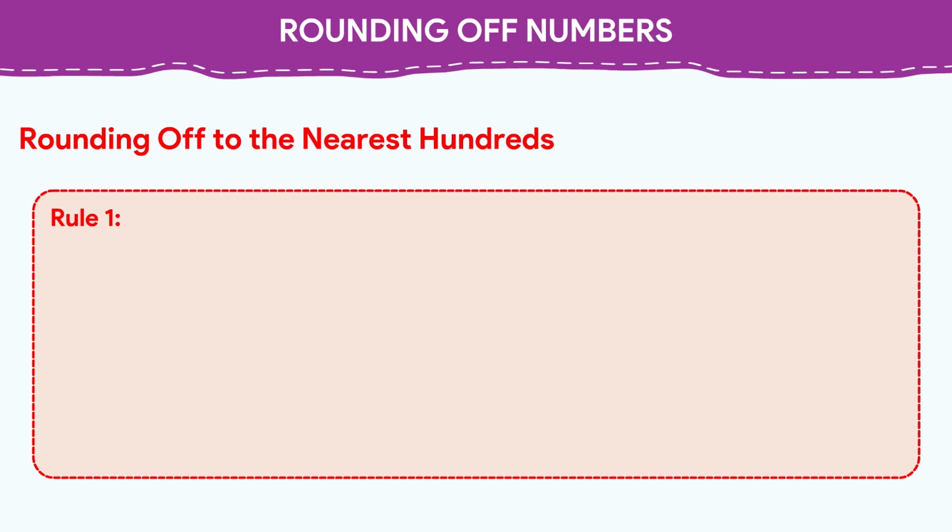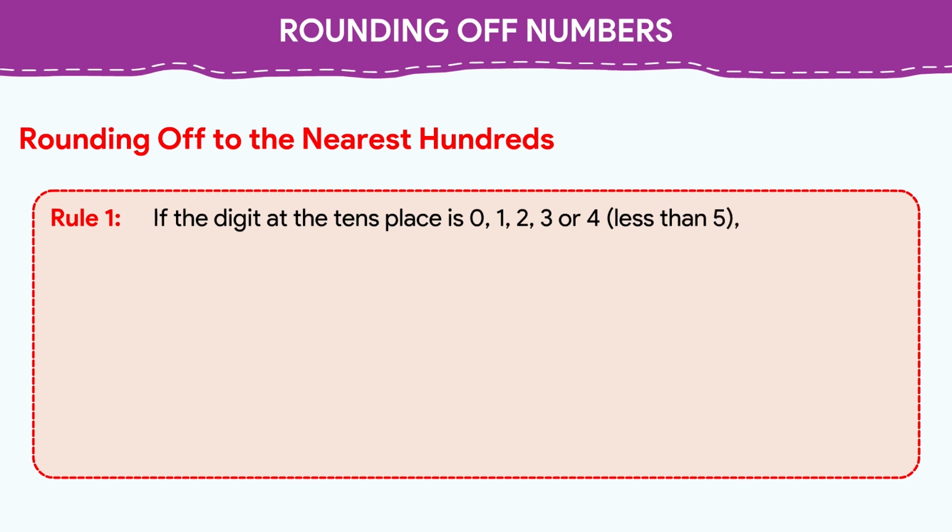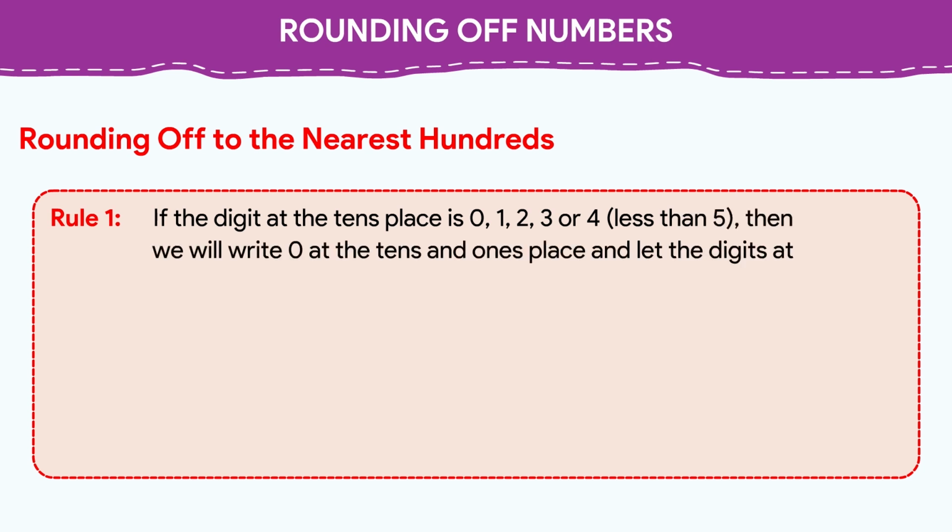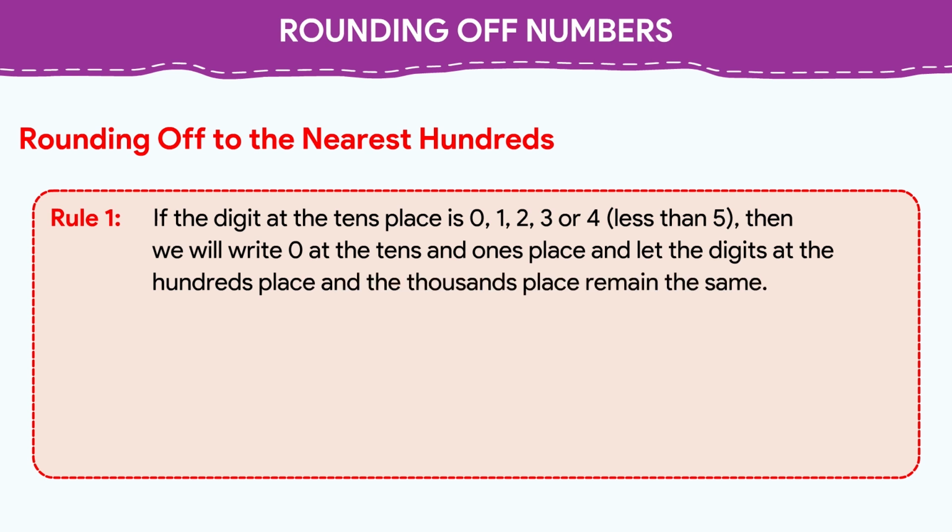Rounding off to the nearest hundreds. Rule 1. If the digit at the tens place is 0, 1, 2, 3 or 4, less than 5, then we will write 0 at the tens and ones place and let the digits at the hundreds place and the thousands place remain the same.